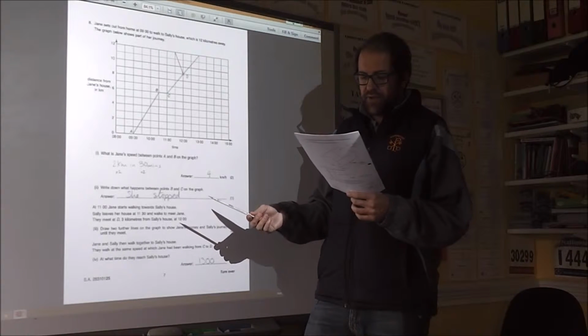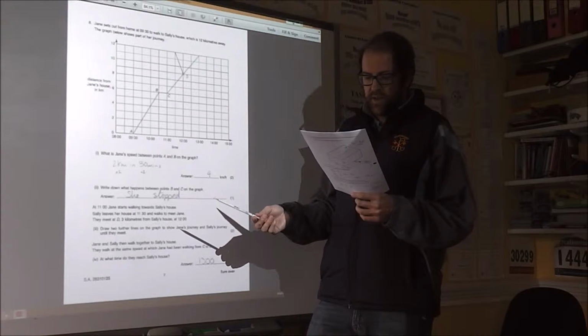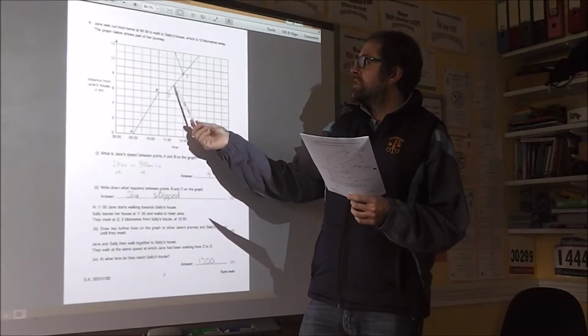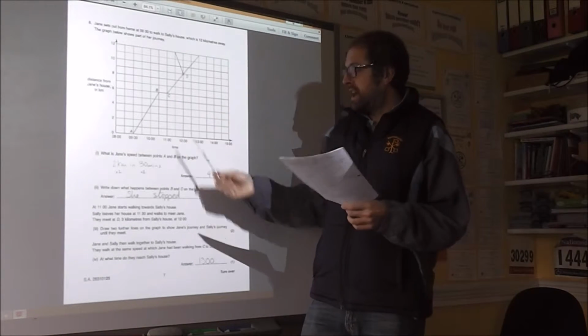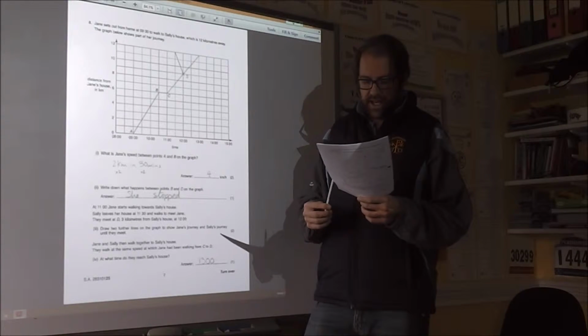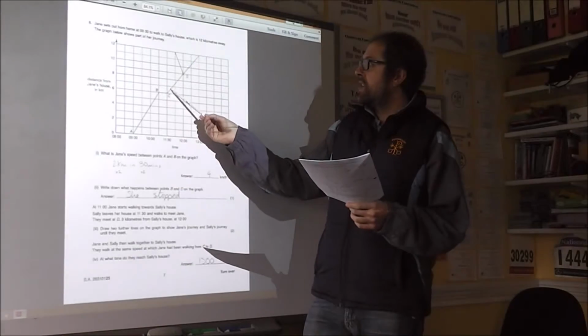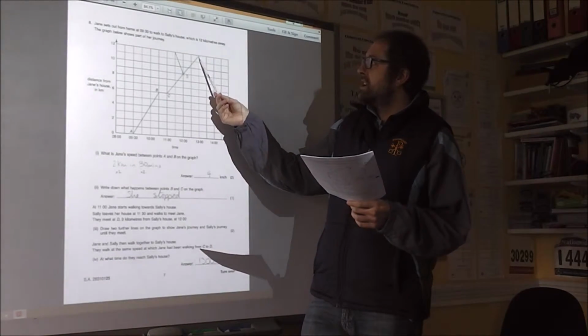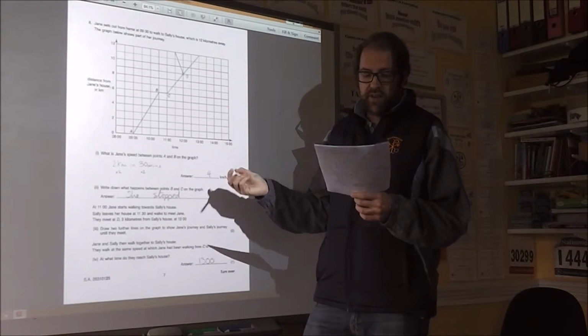And they meet at 3 kilometres from Sally's house at 12. So that's where they meet, so you can draw that line up there and that line there. And then they walk together at the same speed, so that carries on just a straight line through D, and then they arrive at 1300 hours.